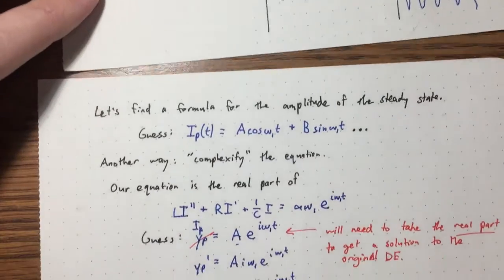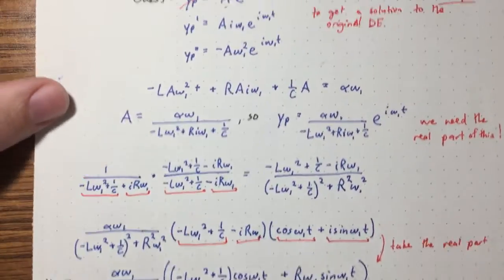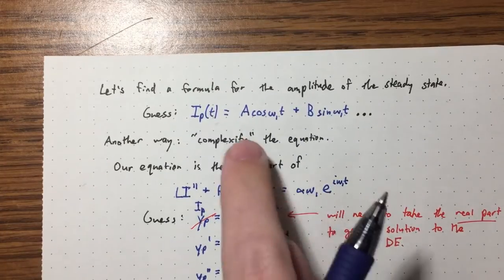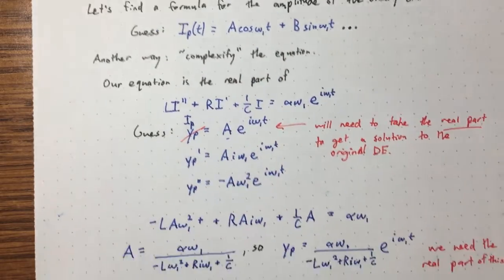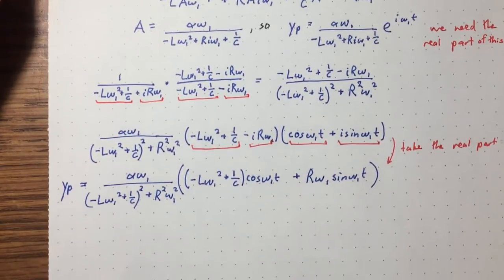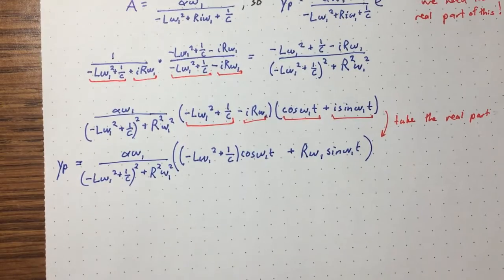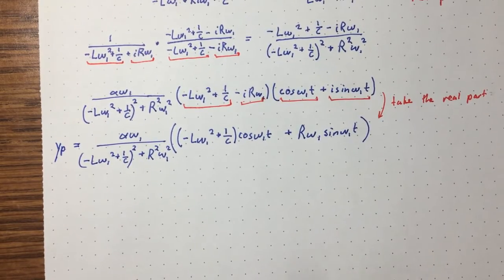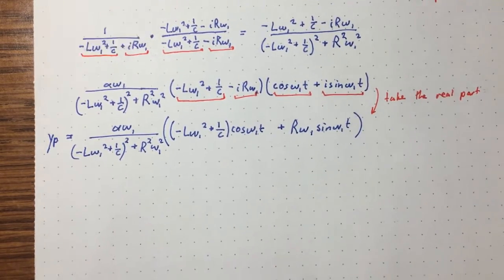And you might think that was quite a lot of work, right? I feel like it's going to be even more work if we guess this. So I think we actually saved some work by going to complex numbers. But in any case, we have y_p now.